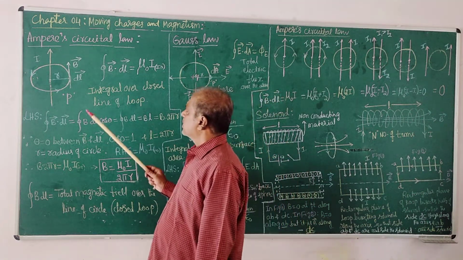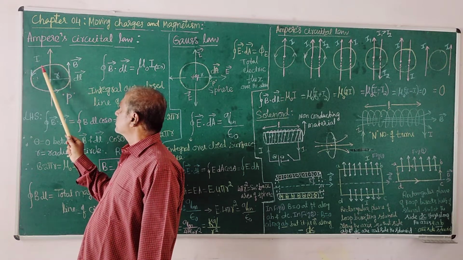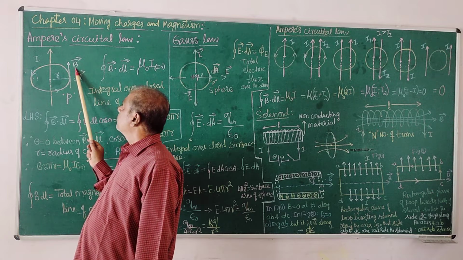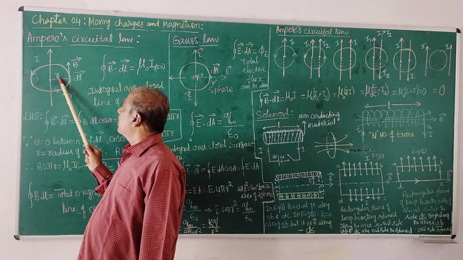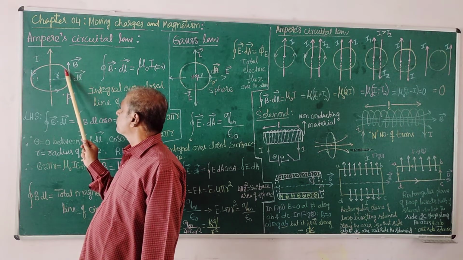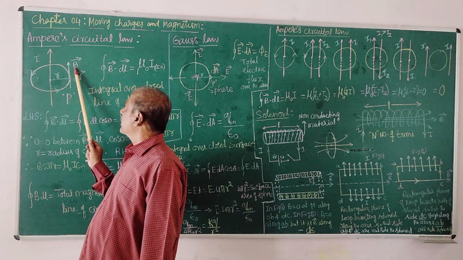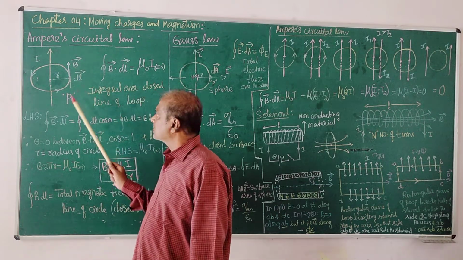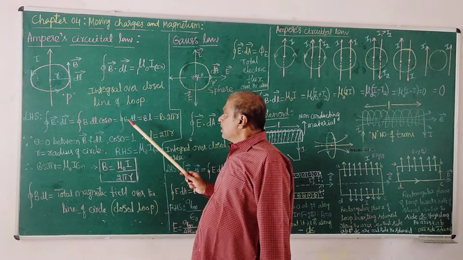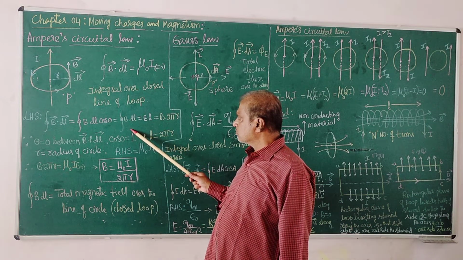Why is B constant? Take any point on the circle. The magnitude of B depends on r. What is r? The distance between this point and the wire. It remains the same, so the magnitude of B remains the same. It is always a constant at all points on the line. That is why this constant comes out, and we have the integration finally.